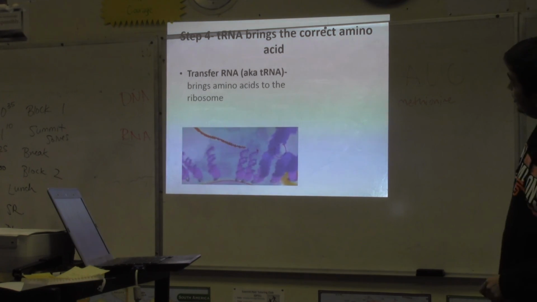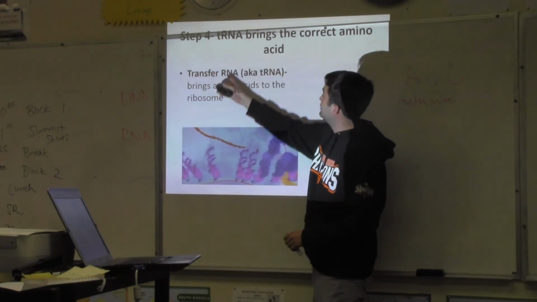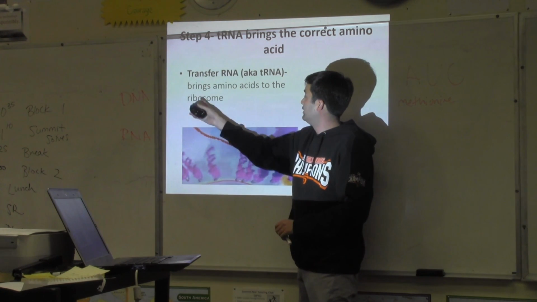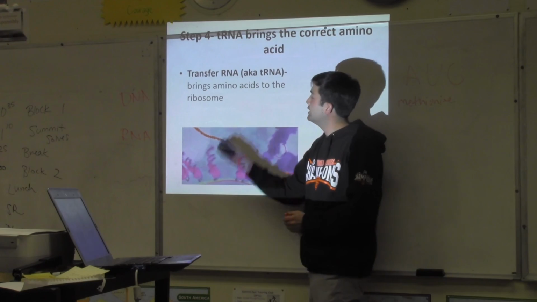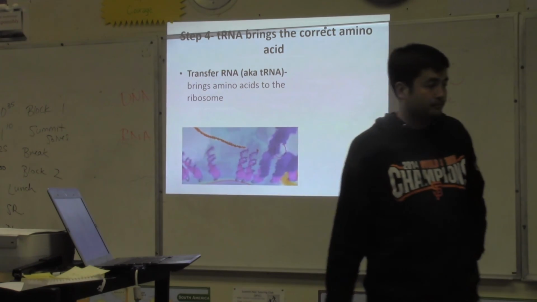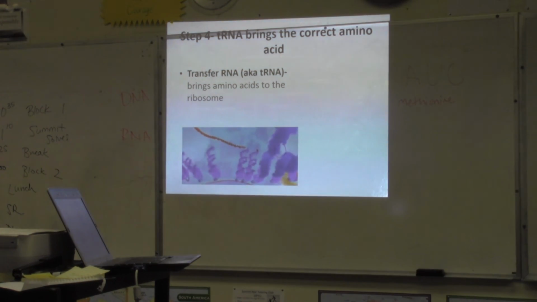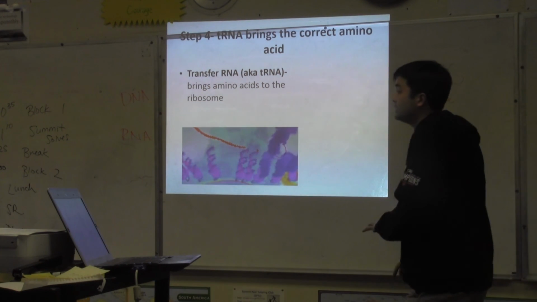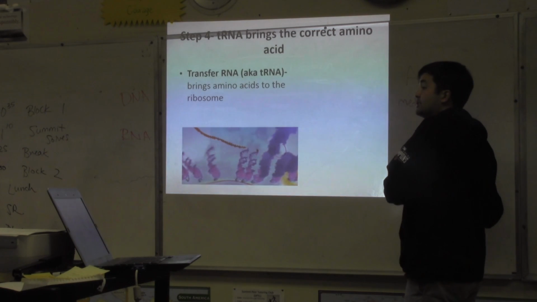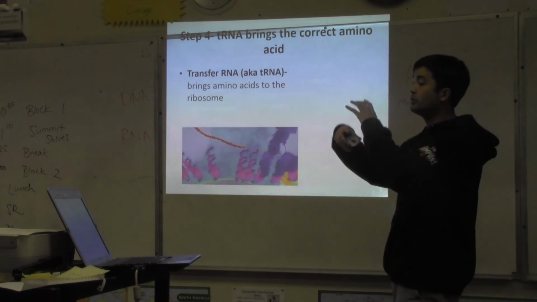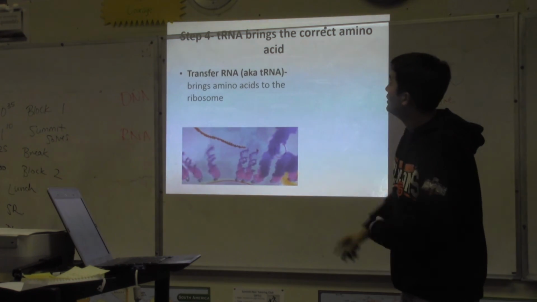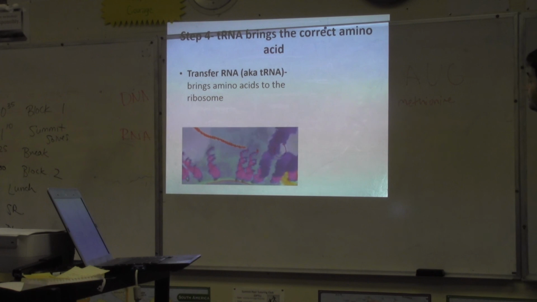We've talked about tRNA already a little bit, but the T in tRNA stands for transfer RNA. It just means it transfers, or brings, the amino acids to the ribosome. So we have mRNA, which is messenger RNA. That brings the message from the DNA in the nucleus to the ribosome. The tRNA is what reads that message and brings in the correct amino acid to the ribosome. So notice there are differences there. Those are important.